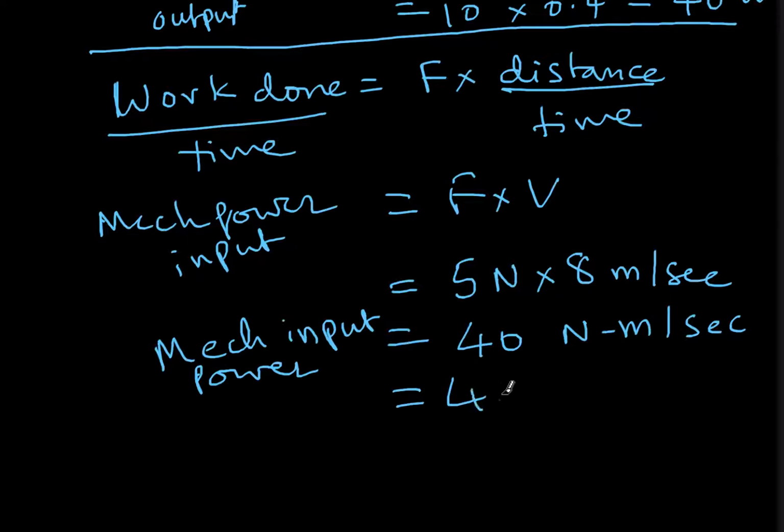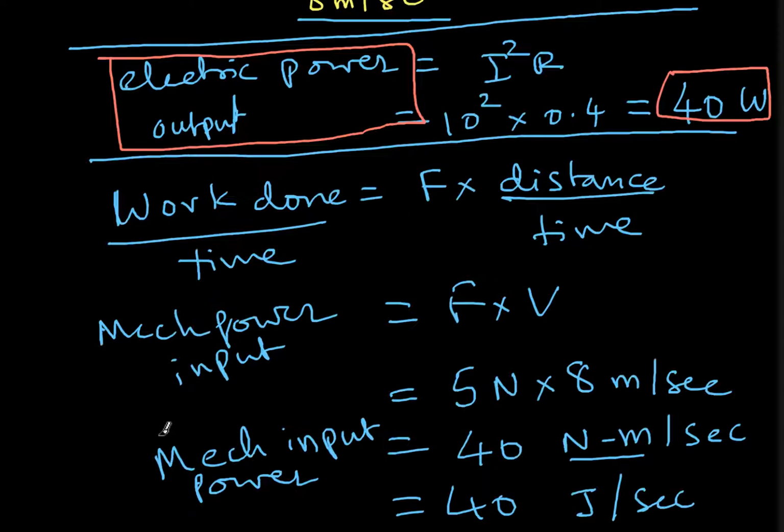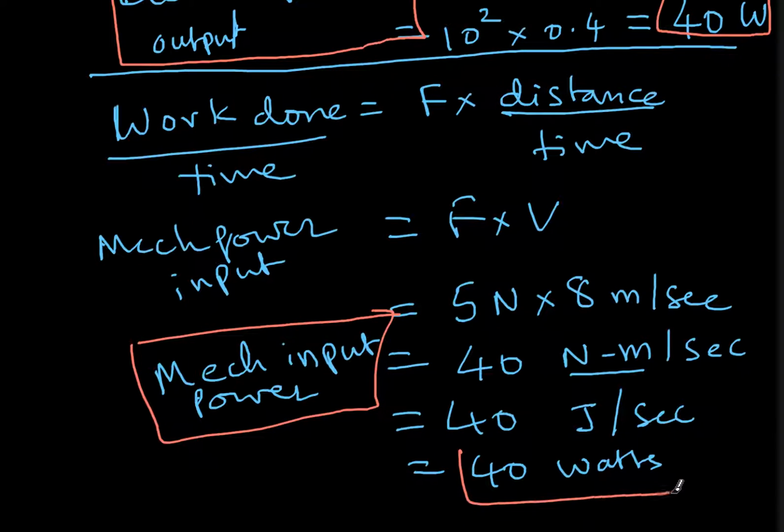Now what is 40 Newton meters per second? Newton meter is nothing but joules, so joules per second. So that is nothing but 40 watts. You need to be strong with your units. Now you see something very interesting. The electric power output is 40 watts, and the mechanical power input is also 40 joules per second or 40 watts.